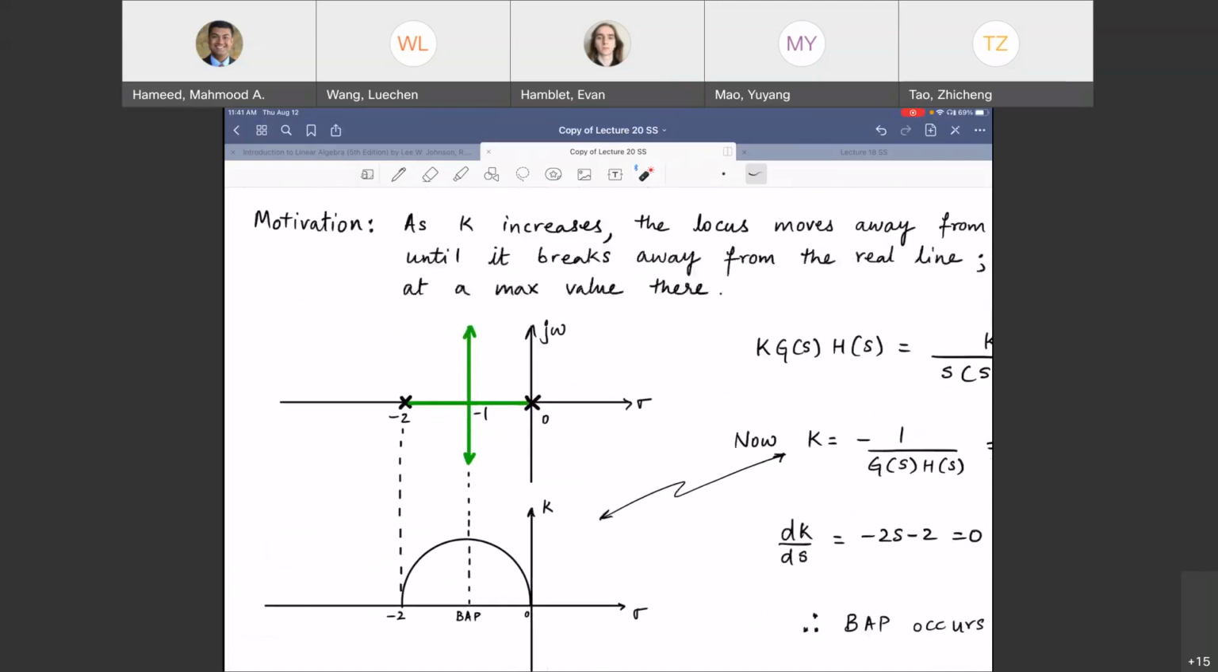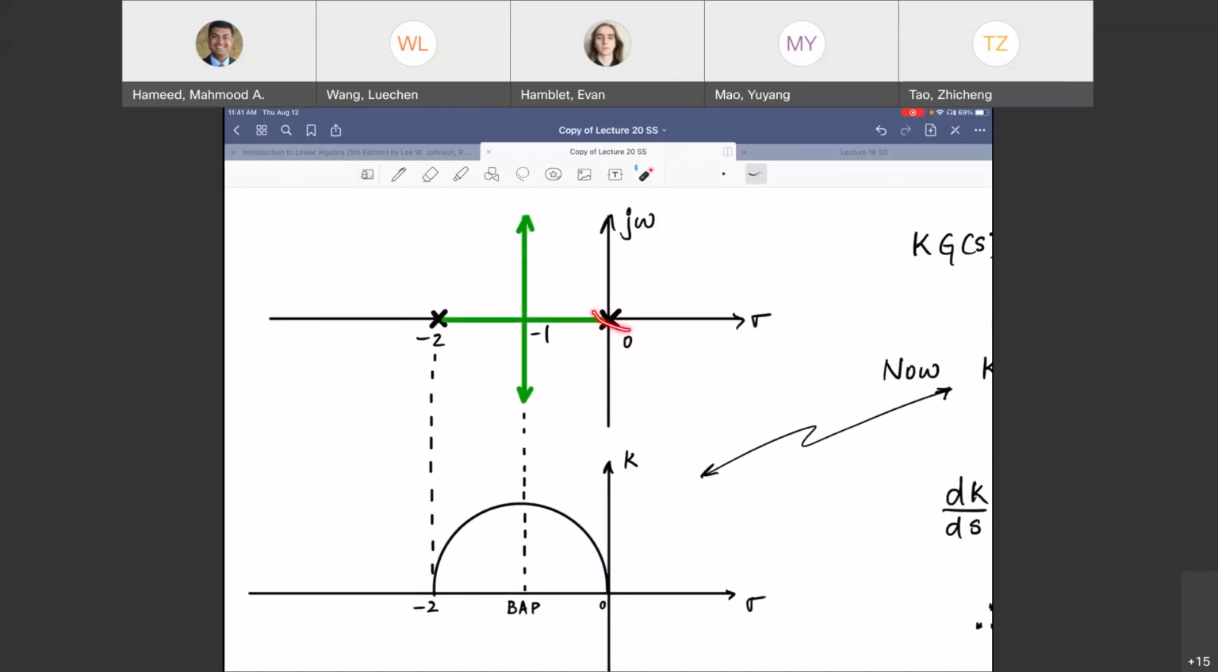Take a look at this. You have a pole here, you have a pole here. These are your starting pole locations when k is 0. So over here k is 0, over here k is 0, right? So if you look at k versus sigma, over here it is 0, over here it is 0 as well, when sigma is 0 and -2. You guys see that? As you're increasing k, this guy's real part is decreasing, this guy's real part is increasing.